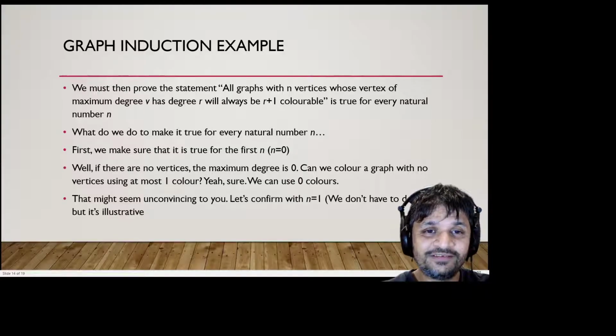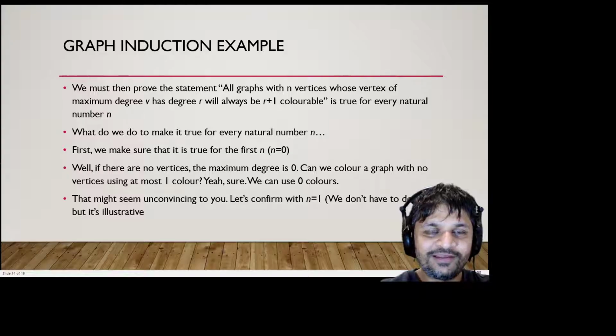If there's no vertices, the vertex of maximum degree doesn't exist, and so the maximum degree is 0. So the vertex of maximum degree has degree 0, so r is 0. So we need to show that this graph is colorable using one or fewer colors. Can we color it using one or fewer colors? It doesn't have any vertices, so yeah, we can color it using 0 colors because we don't have to color any vertices. So the statement is true for n equals 0, quite trivially, just because there's no vertices.